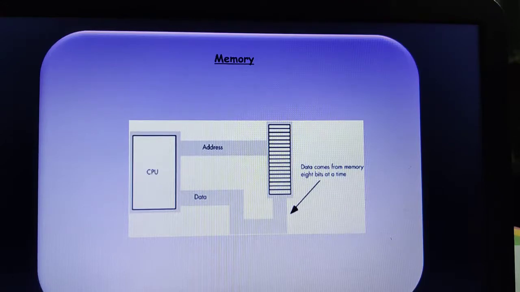Now let us see some of the features of the internal memory. The first feature is that it provides temporary storage. It has limited storage capacity, it provides faster access, and it is very high cost. So these are the basic features of internal memory.